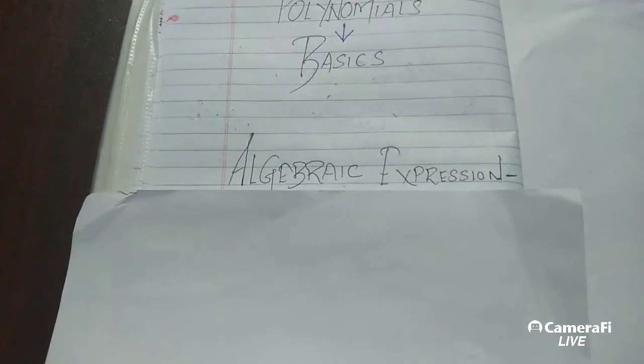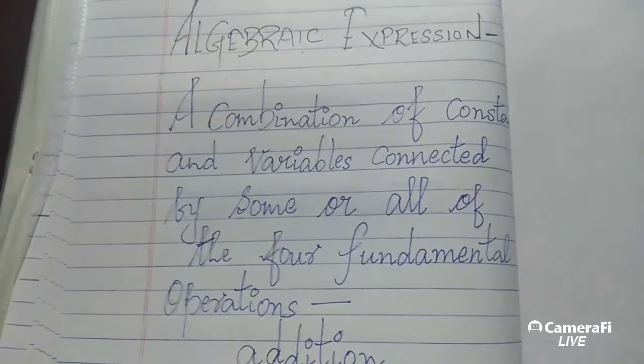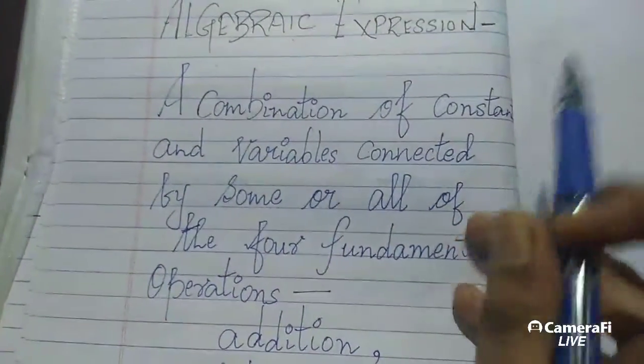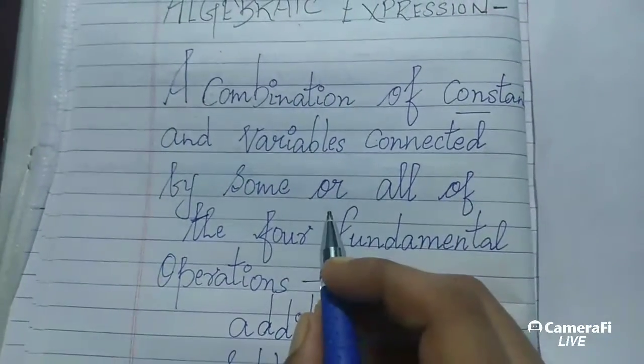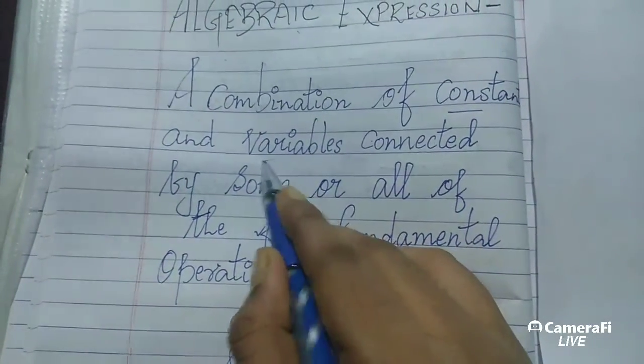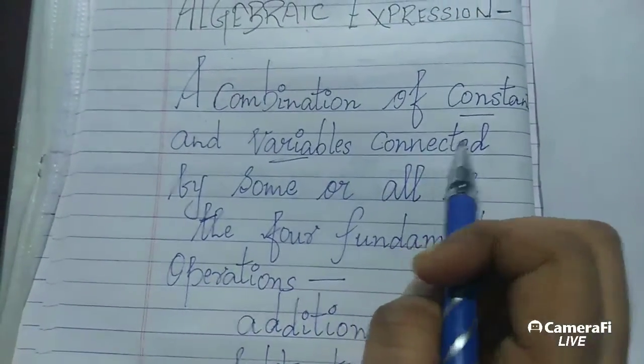First of all, you should be knowing what is an algebraic expression. Before learning about polynomials, you should be knowing what is an algebraic expression. An algebraic expression is a combination of what? It's a combination of constants, then variables, and constants and variables, they are connected.